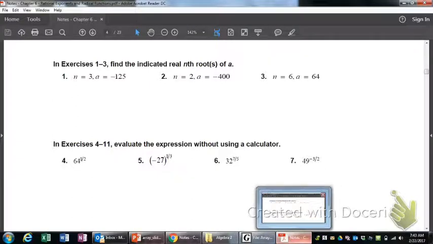So for this video, we're going to work on chapter 6.1. We're working on finding radicals and setting those up in fraction form and in radical form.